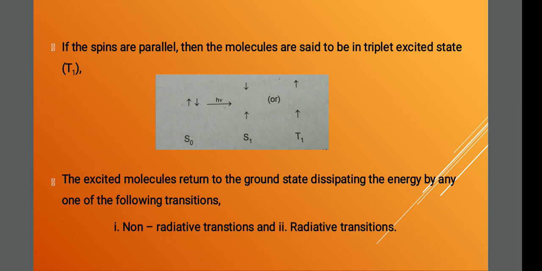The excited molecules return to the ground state dissipating energy by any one of the following transitions. And we have two types of transitions. One is called radiative transition, another is called non-radiative transition. Releasing light is radiative transition; coming down without emitting light is non-radiative transition. Is it clear? So the remaining portion, radiative as well as non-radiative transitions, we can see in the next class.